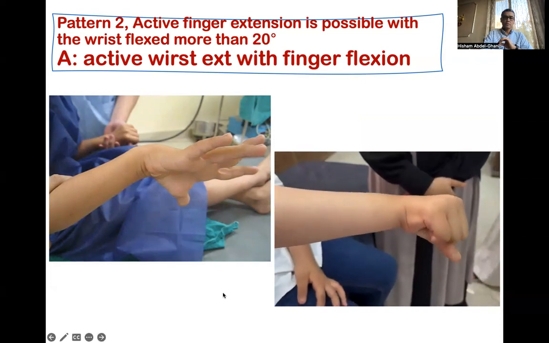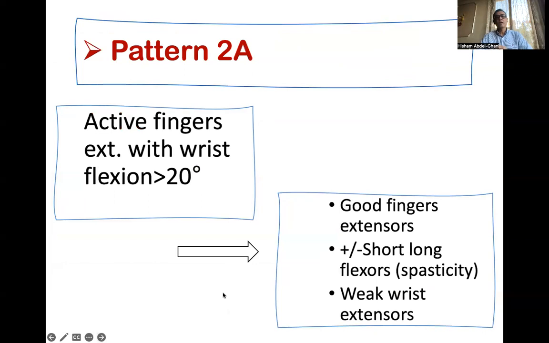What does this mean? There are good finger extensors, of course. There is shortening of the long flexors of the fingers or severe spasticity. And you can discover this by passive extension of the fingers and wrist. If you can achieve this fully, then there is no shortening.